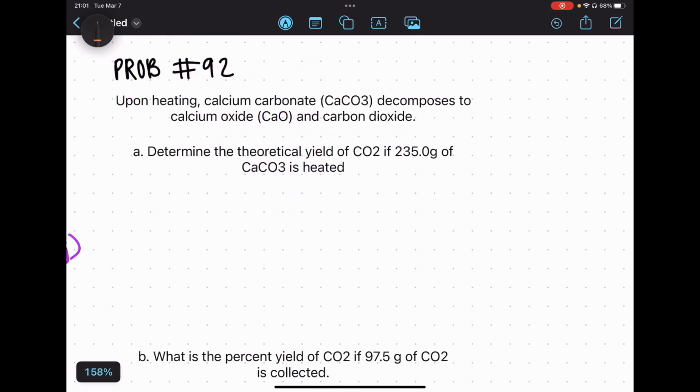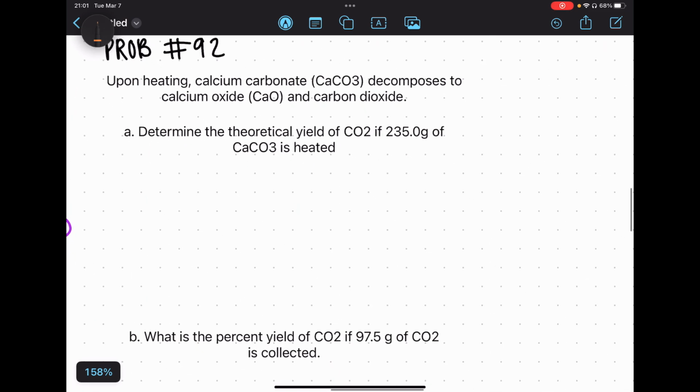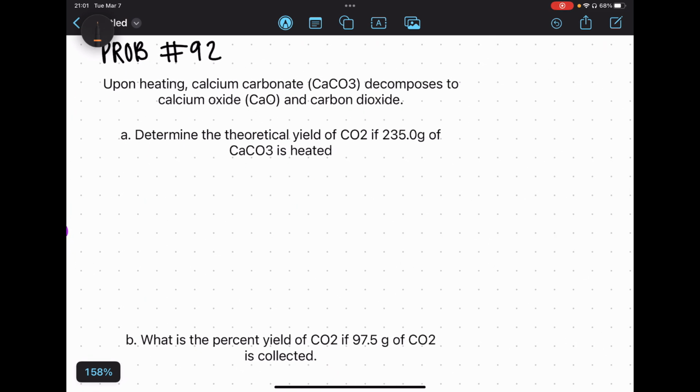So this is problem number 92, also on page 395. So upon heating, calcium carbonate, CaCO3, decomposes to calcium oxide, CaO, and carbon dioxide. So part A is determine the theoretical yield of CO2 if 235.0 grams of CaCO3 is heated. So remember all the first steps we did with the first practice problem and apply them to this problem. And part B is what is the percent yield of CO2 if 97.5 grams of CO2 is collected. So again, remember what we did in the first practice problem. Go back in the video if you need help with any of the equations, and then come back when you have finished both of these problems.